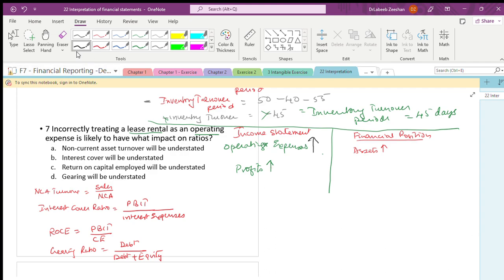and the profits will what happen? The profits will decrease. Okay, the profits will decrease. See, what is the role of lease rental? You have any idea? We have done in lease. What is the concept of lease? Do you have any idea? What is the concept of lease and rental?